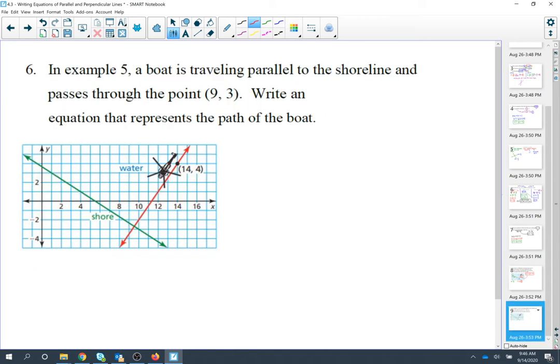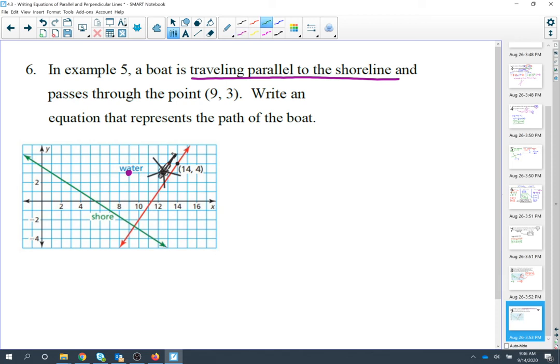Number 6, in example 5, the one we just did: a boat is traveling parallel to the shoreline. So now we have a boat somewhere that passes through the point 9, 3. Okay, so I'm going to find that. Over 9, up 1, 2, 3. So here's my boat, and he's traveling parallel to the shoreline. Well, parallel means same slope, kind of the same line. Write an equation that represents the path of the boat.